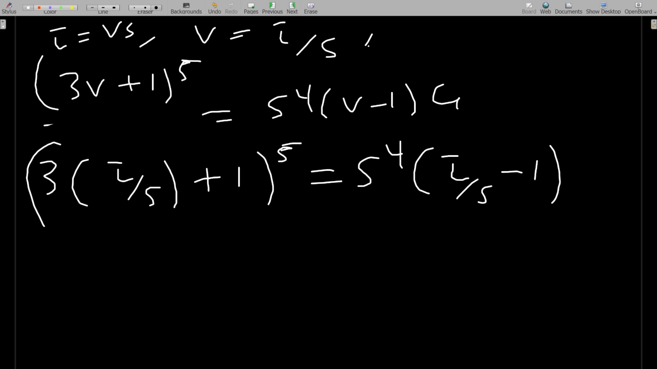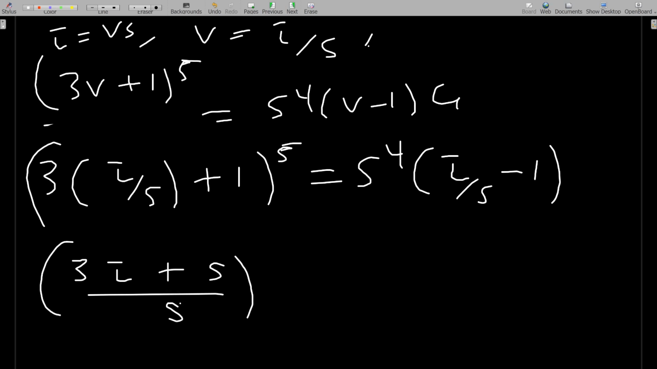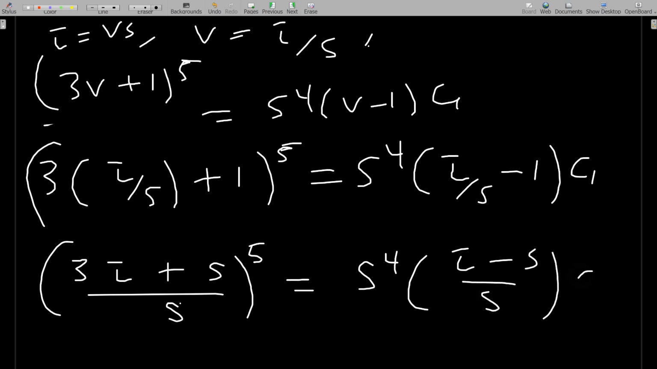Now we'll get something like (3 tau plus s) all over s, when I simplify the one in this bracket, then to the power 5 is equal to s to the power 4. Sorry, there's a c1 here. Then (tau minus s) over s, then c1. So this s can take one of these s's out and you'll get s cubed. I'm simplifying them before putting everything in.